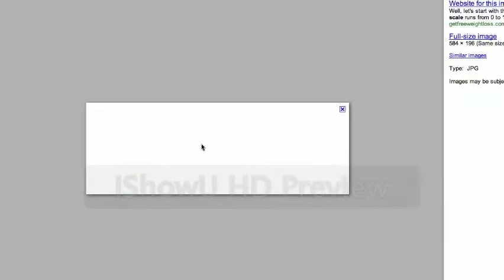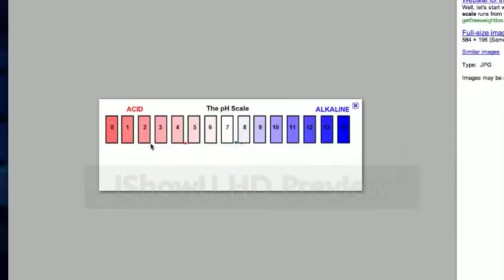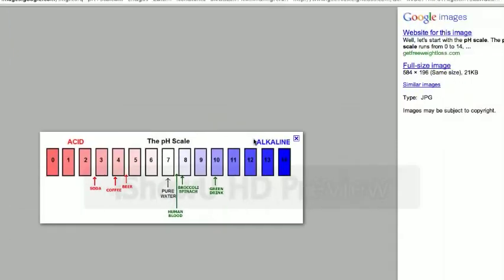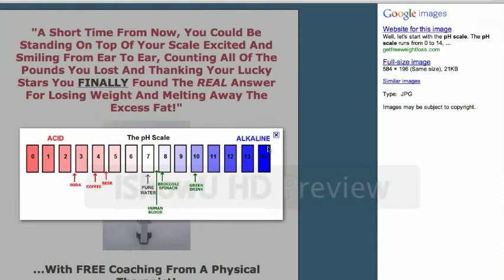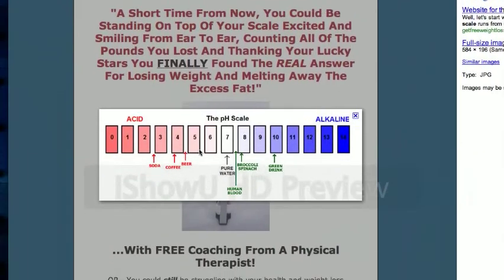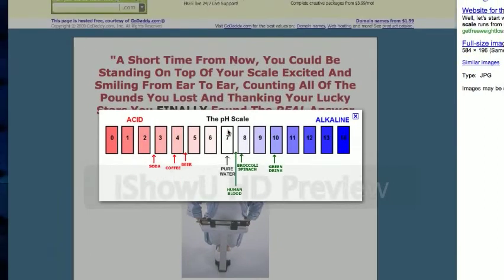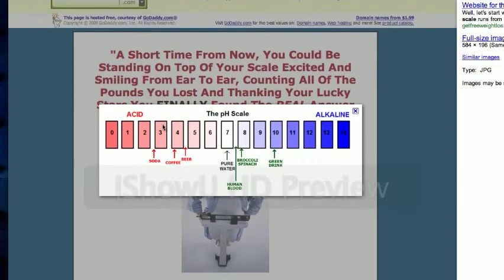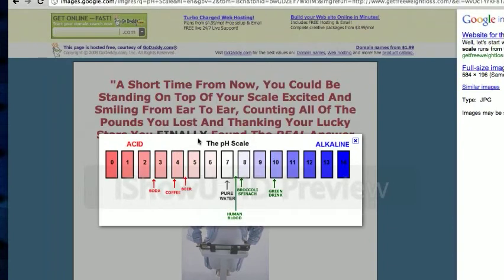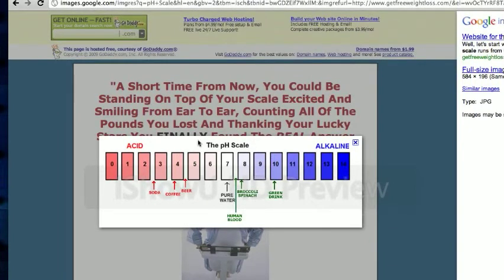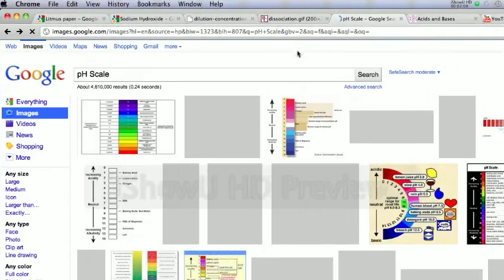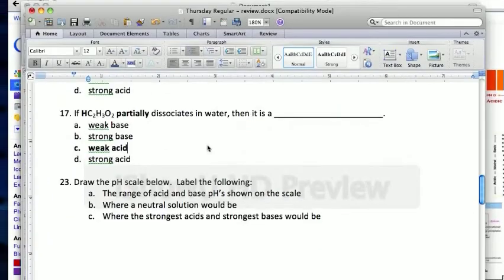Pretty simple. Under getfreeweightloss.com. The acid and alkaline. Alkaline is like a British word for base. It goes from left to right, so acid on the left, base on the right, and then we have neutral water in the middle. Look at the background on this. Apparently science will help you lose weight without doing any work. No, don't believe it. Back to the homework.